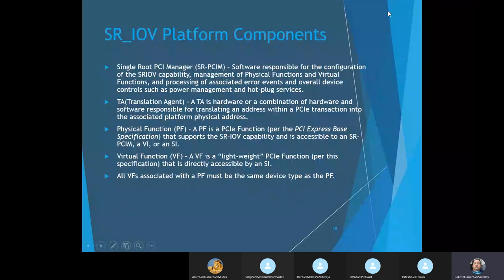So this is an overview of the SRIOV platform. These are the terminology I will use: physical function, virtual function, and I will say this is what the SRPCM driver does. Translation agent is really rare, but I will be using it. But this is what I will use frequently: SRPCM, physical function, virtual function, and what a virtual function does. That is where you should have a clear picture.